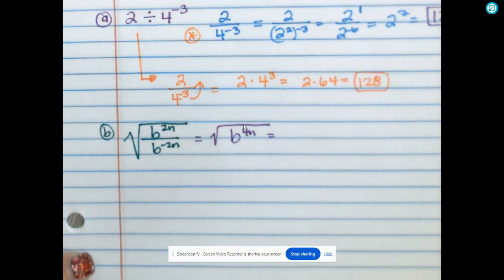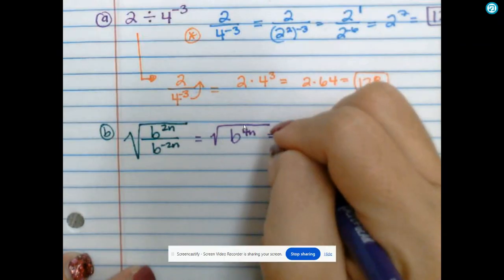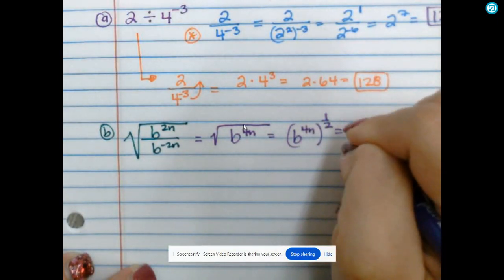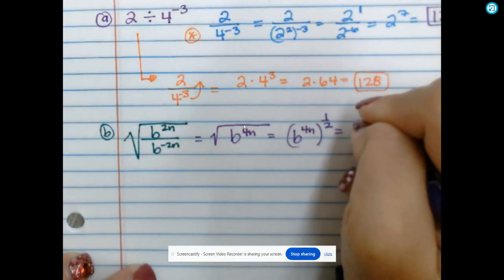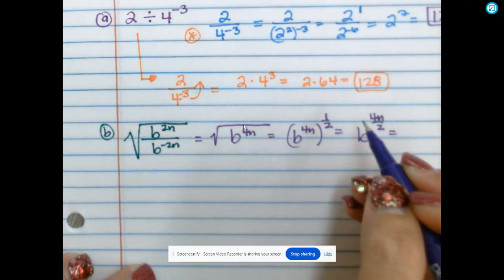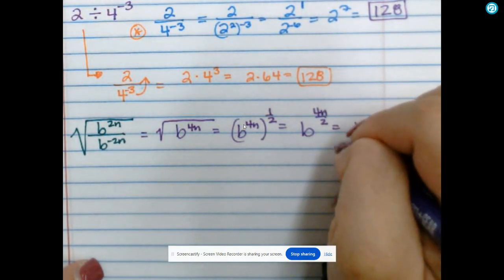Okay, square root is the same thing as the 1/2 power. I'm going to write it that way this time. So b to the 4n to the 1/2 power, just so you see it, which we did earlier as b to the 4n over 2. You get that because you can multiply those together. And b to the 4n over 2 is going to turn into b to the 2n.